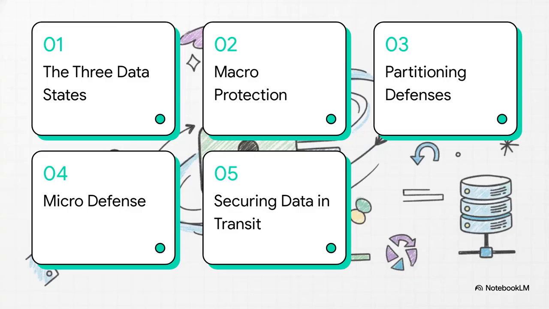So here's our structural roadmap for today. We'll start with the 3 data states, then move into macro protection, covering disks and volumes. From there, we'll look at partitioning your defenses, zoom way in for micro defense on databases and files, and wrap up with securing data in transit.